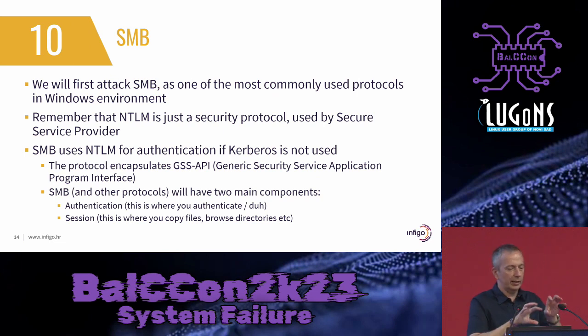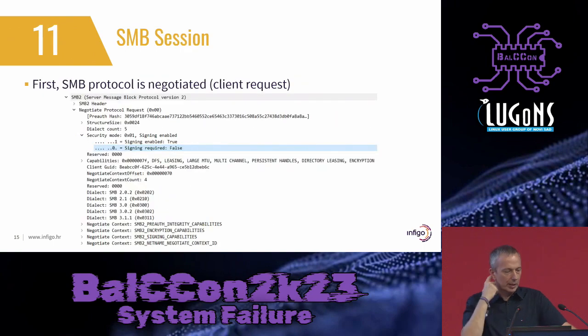So we need to make a distinction between the carrier protocol, which is SMB when you click on a share, and the authentication protocol, which will be NTLM over here. These protocols will actually have two components: authentication, which is NTLM, and session, which is where we actually do something. So let's see what happens when we click on a share on a Windows machine.